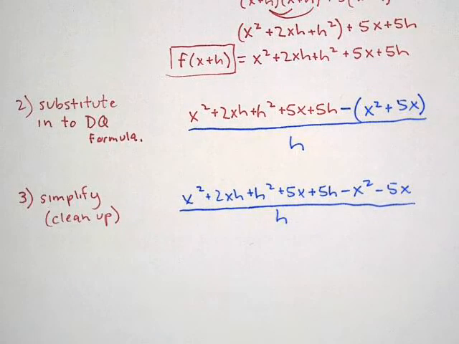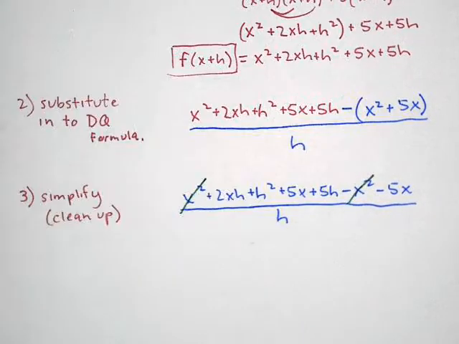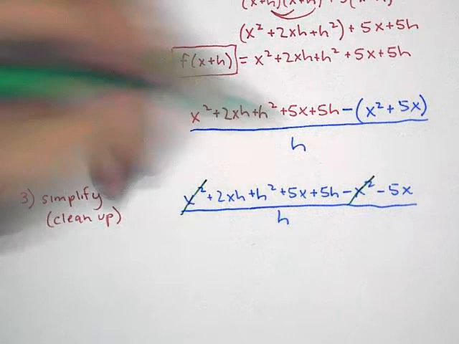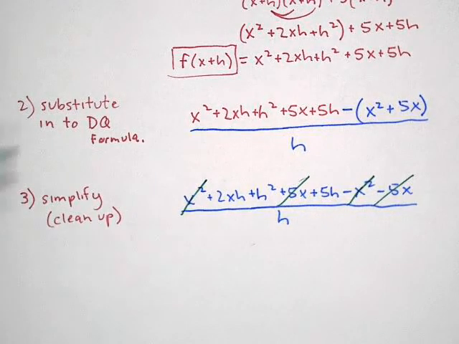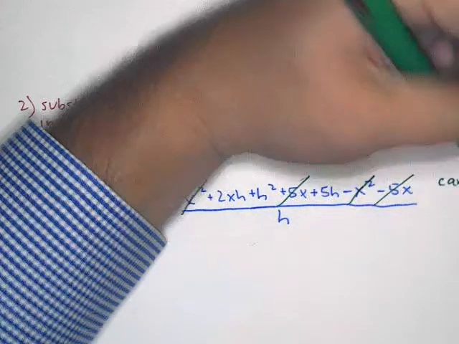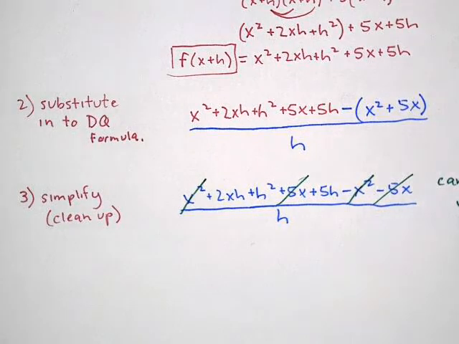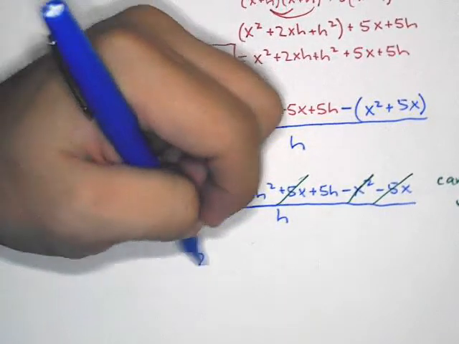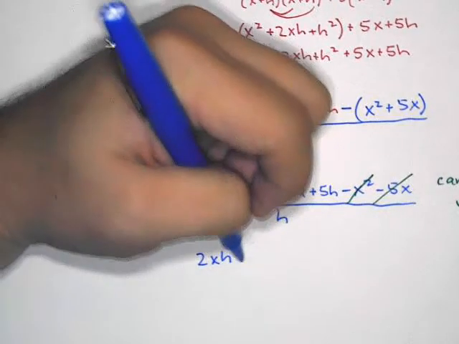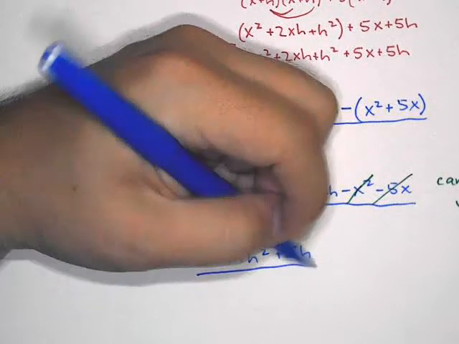Well, this is really nice, and this means that you're doing something right. Boom, boom. What else? Boom, boom. If you don't get things canceling out, then you did something incorrect. Because canceling is happening, you know you're good. Let's keep going. We have 2xh plus h squared plus 5h all over h.